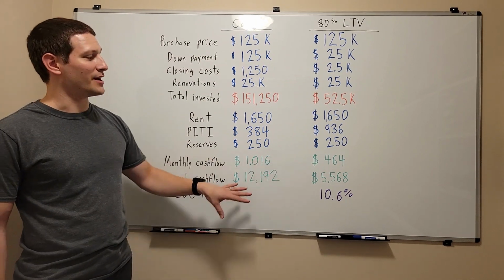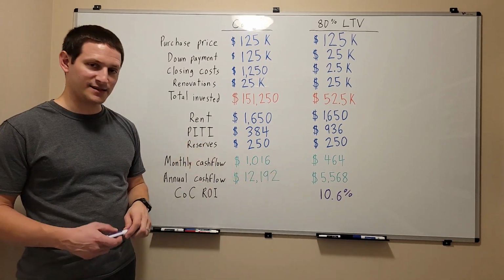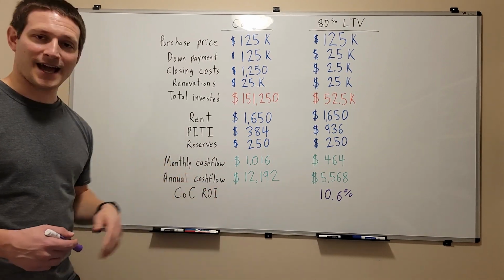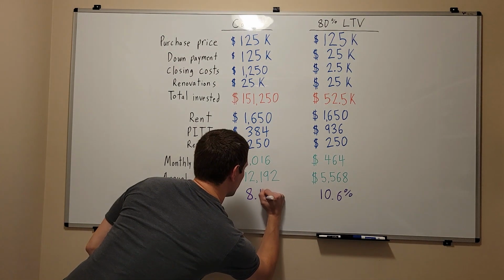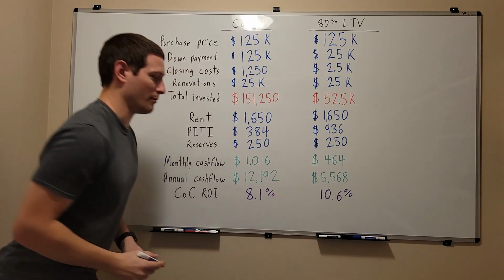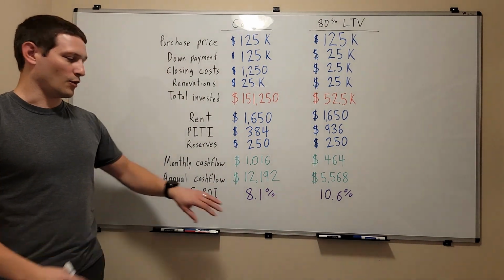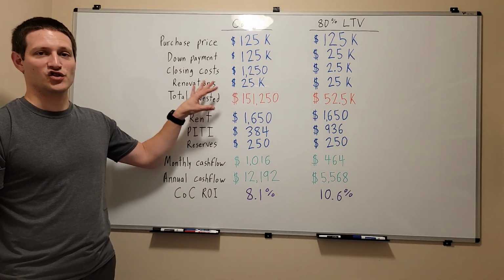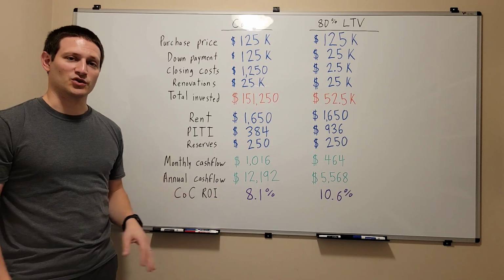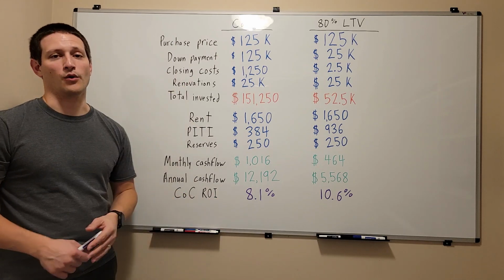So which option is better? We know that this side you get a 10.6% return on your investment. The cash on cash return on this side is 8.1%. So you actually get a lower cash on cash return. So even though your cash flow is higher, the amount that you invested is so much higher that your cash on cash return is actually lower buying this house outright in cash.